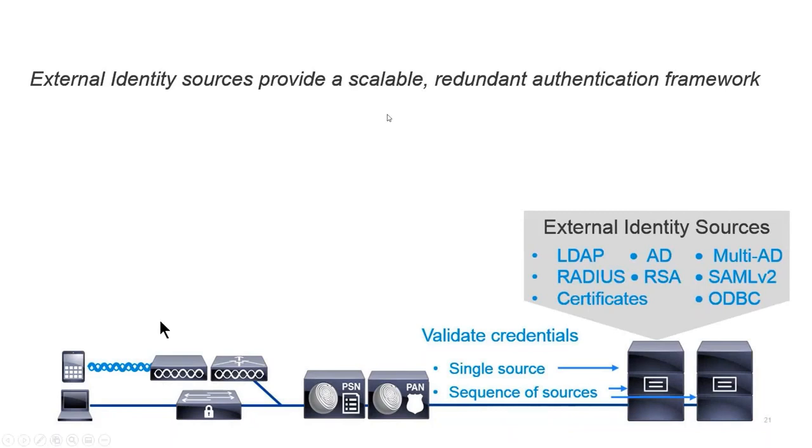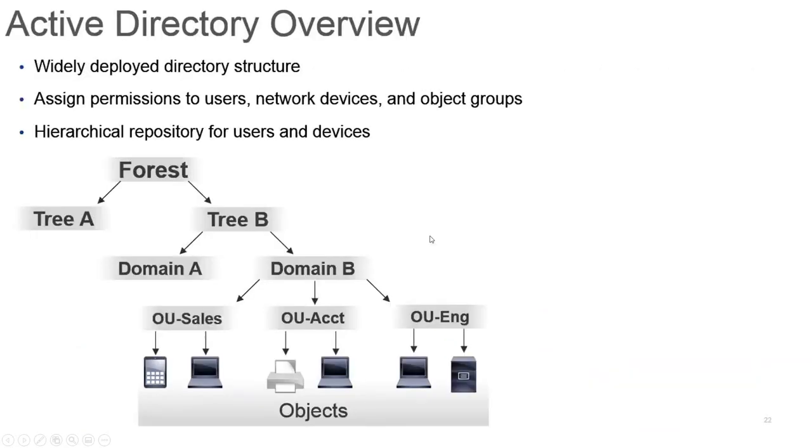External identity sources are scalable, redundant, and have an authentication framework, meaning they support most of the authentication protocols. Examples are LDAP, RADIUS, certificate, etc. We'll see that integration, and we have a lab for that in the upcoming section. Let's just stop here. In the next section, we'll start with the external source, Active Directory, one of the most popular external identity sources we have at this point in time.